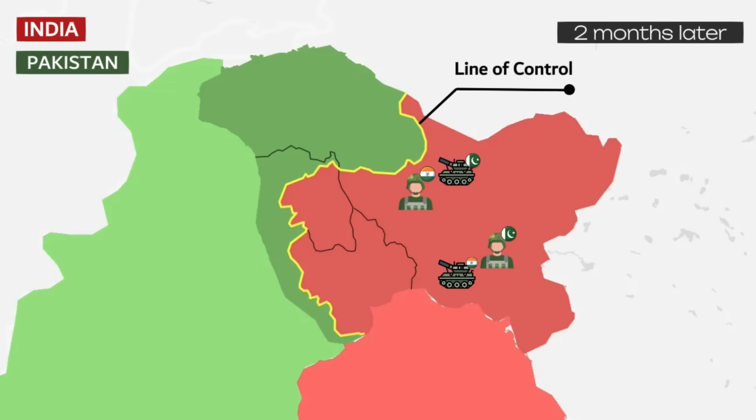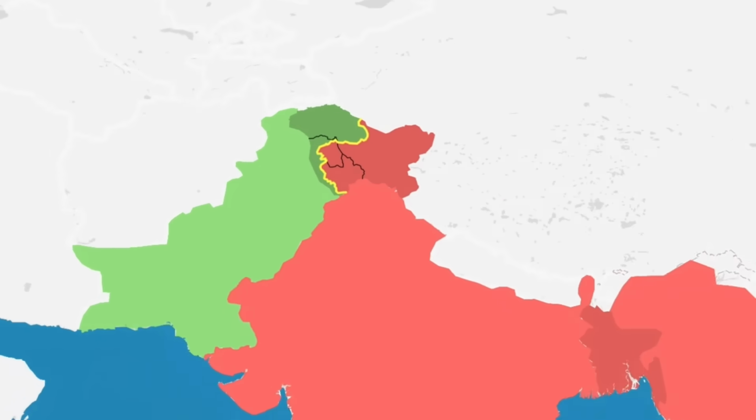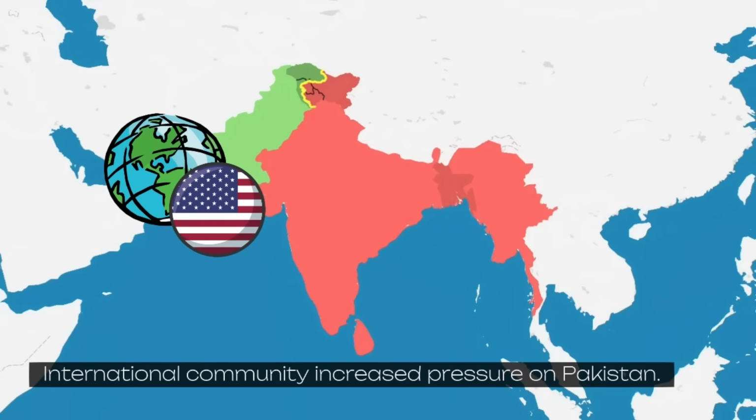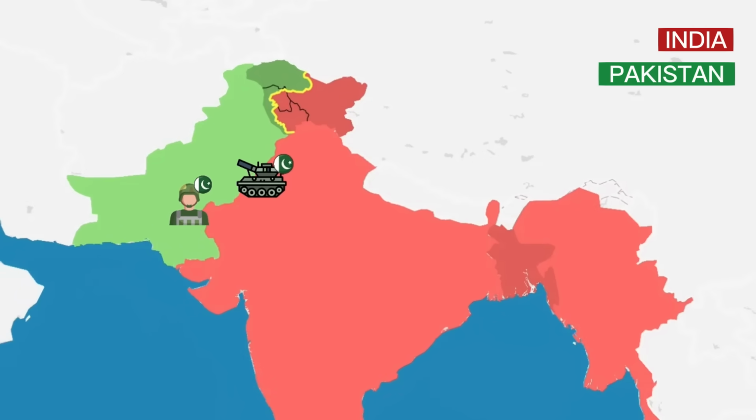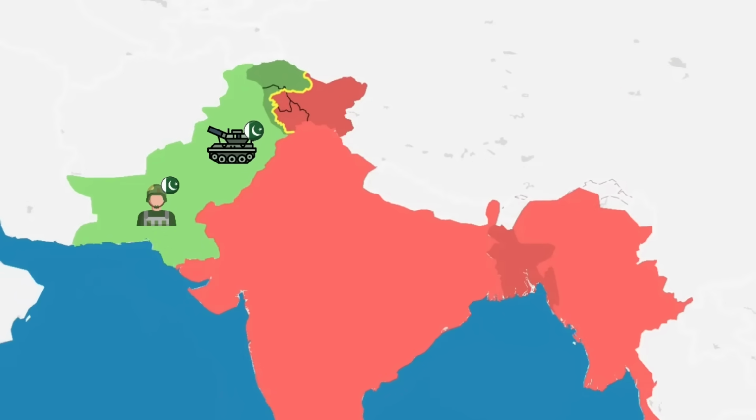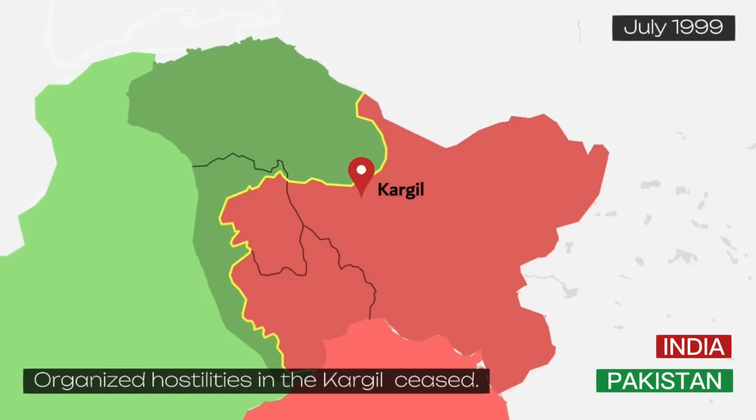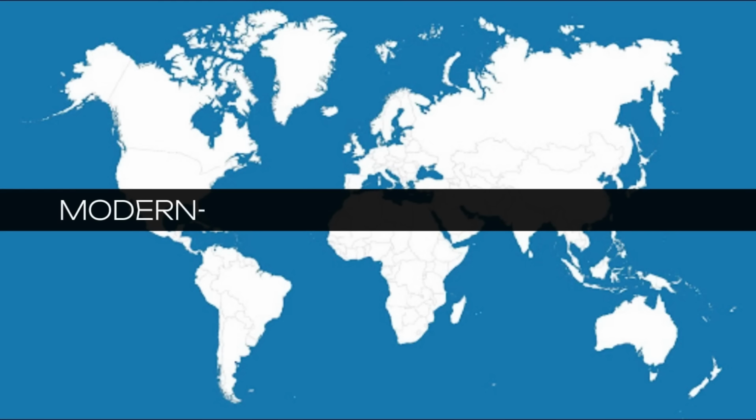2 months after the conflict began, the Indian Army gradually recaptured most of the ridges that had been encroached upon by the intruders. Fearing a large-scale escalation of military conflict, the international community, led by the United States, increased diplomatic pressure on Pakistan to withdraw its forces from the remaining Indian territory. By the end of July 1999, the organized hostilities in the Kargil district had ceased. The war was a major military defeat for the Pakistani army, with more than 4,000 Pakistani soldiers killed.